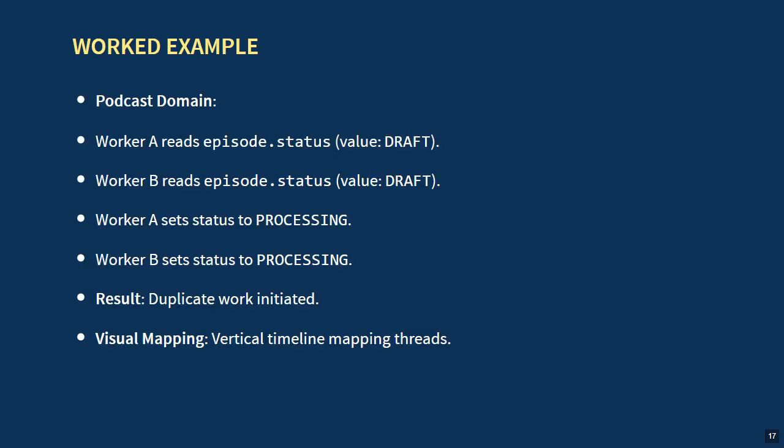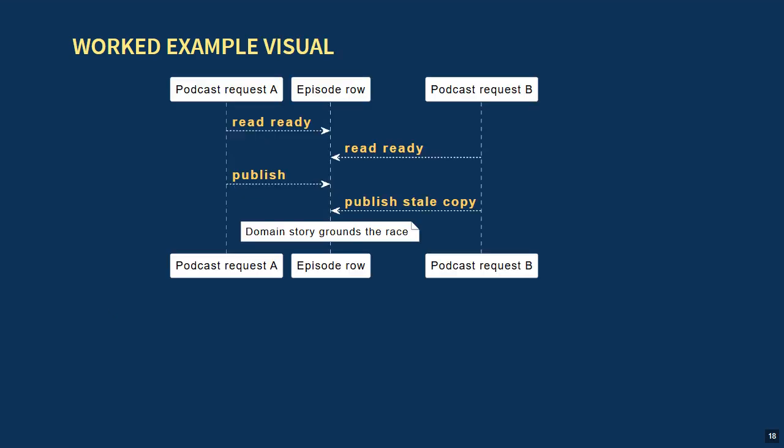Let's consider a practical example from the podcast domain. Imagine two workers reading the status of an episode. If both read that the status is draft and try to set it to processing simultaneously, we face a problem of duplicate work. Visualizing this on a timeline can clarify the overlaps in operation. This worked example diagram grounds the concept in the project domain. Follow the object or workflow through the diagram and notice where concurrent timing can change what the system appears to guarantee.